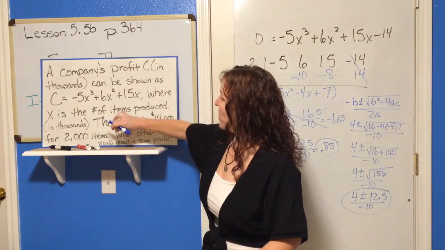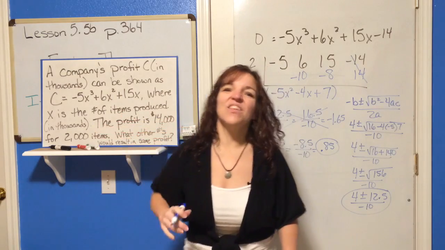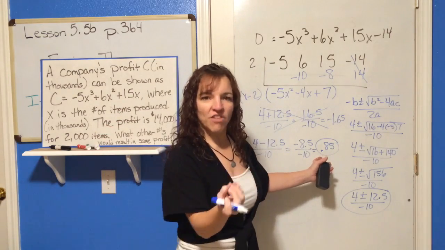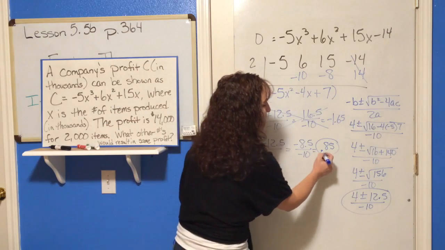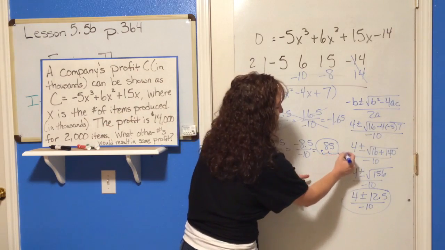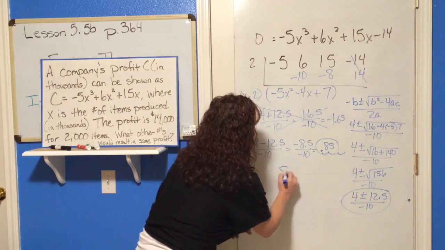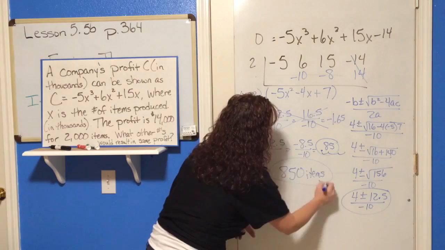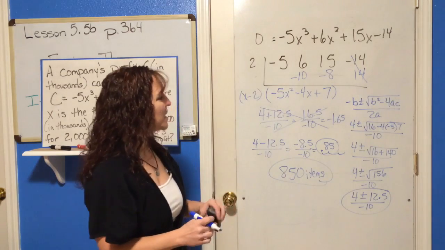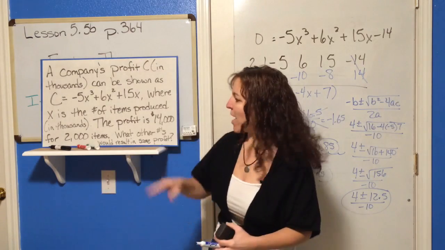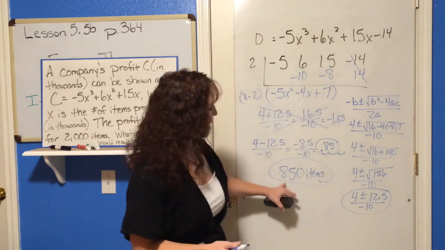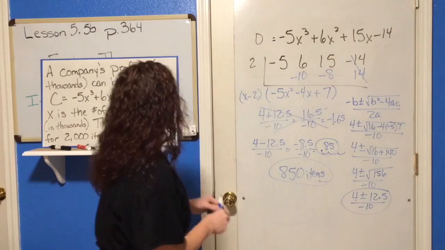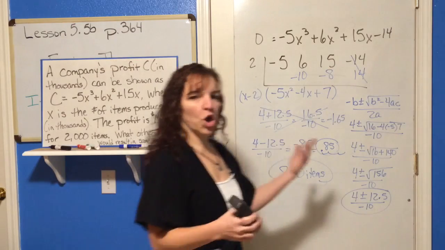Remember, though, that the number of items produced is in thousands. So it's not 85 hundredths of an item. We've got to multiply that by 1,000. So this 0.85 is out of 1,000. So this is 850 items. So if you sell 2,000 items, it's going to net you the same amount of profit as if you sell 850 items. Go figure. All right. It has to do with the amount of your cost also.